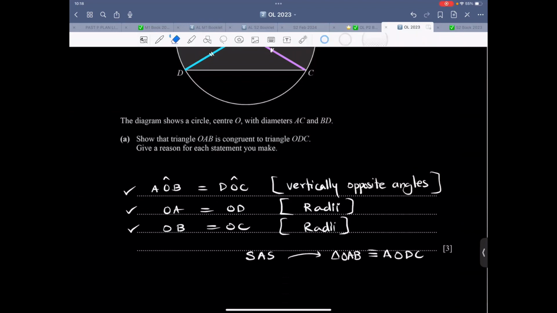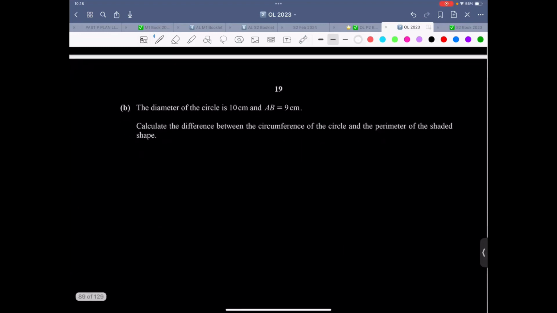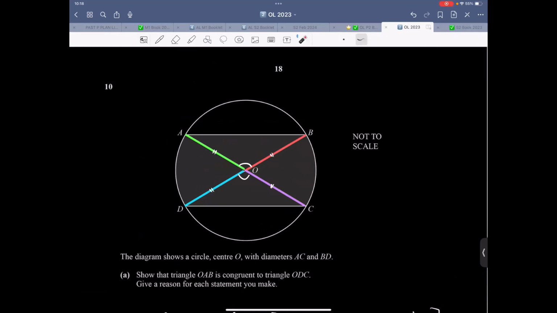So this is the symbol that I've used for triangle. Looks like A. So let me write it properly. Triangle OAB and triangle ODC, they are exactly congruent. Now the next part. The diameter of the circle is 10 and AB is 9. So let me go over here. The diameter of the circle is 10. That means the radius is 5 and AB comes out to be 9. So what is it asking for?